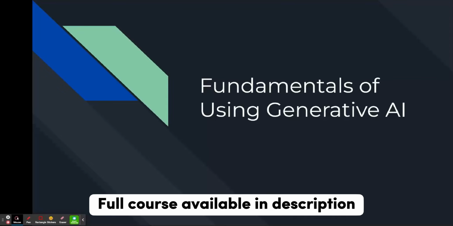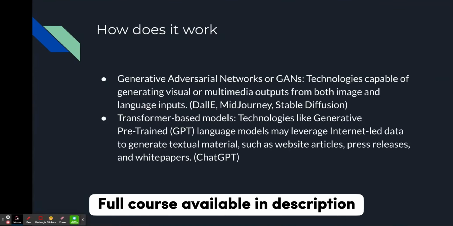The fundamentals of using generative AI. So how does it work? There are two main machine learning concepts that generative AI uses. The first one is generative adversarial networks, or GANs. This is technology that's capable of generating visual or multimedia outputs from both image and language inputs.